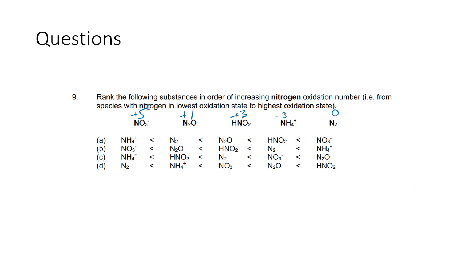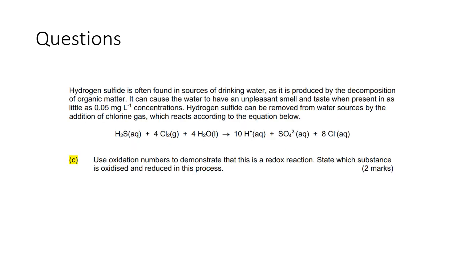Okay, so from lowest oxidation number to the highest oxidation number, it must start with the NH4, so that's not that one, not that one. Right, then followed by the 0, so therefore it must be A. Okay, and that's how you would work it out. You can have a look at this again and work it out and ask any questions when you have them. So these questions are actually quite good, so we're going to finish off this video.